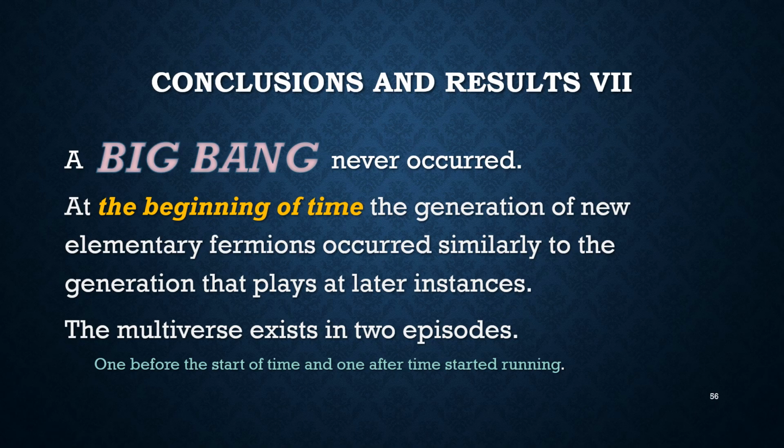A Big Bang never occurred. At the beginning of time, the generation of new elementary fermions occurred similarly to the generation that plays at later instances. The multiverse exists in two episodes. One before the start of time and one after time started running.